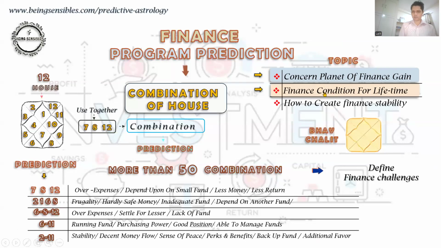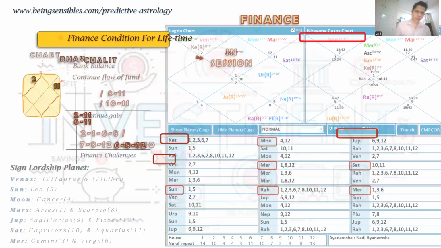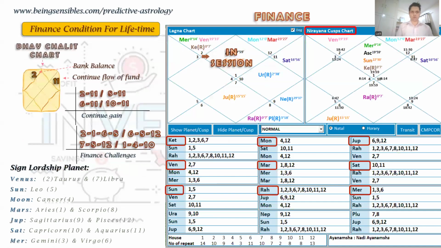So now the second part is telling the finance condition for a lifetime. This is very important for everyone, and the majority of people would want to know the lifetime finance conditions. So again, we only have to check the second house and the 11th house, because the second house is telling the bank balance and backup fund, and the 11th house is telling the continuation of funds.